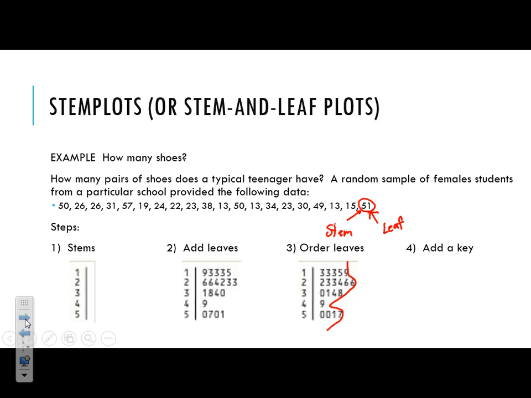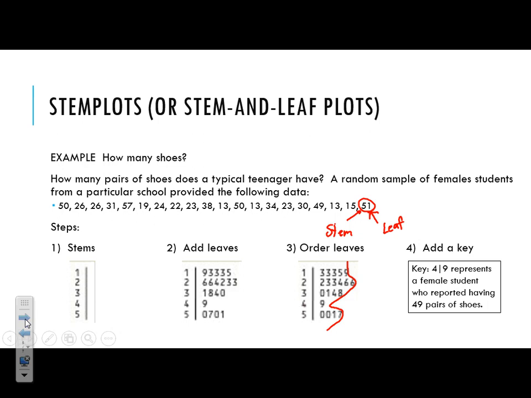So if somebody looks at this data, we can represent decimal values and values to the hundreds or the thousands or even larger within a stem plot. So we want to make sure that we provide a key so that people interpret the numbers correctly. And so this would be our key on this problem. We would say the number 4|9 represents a female student who reported having 49 pairs of shoes.